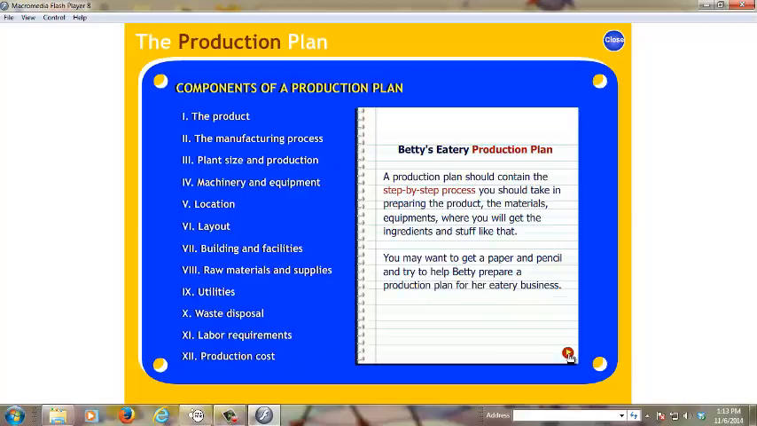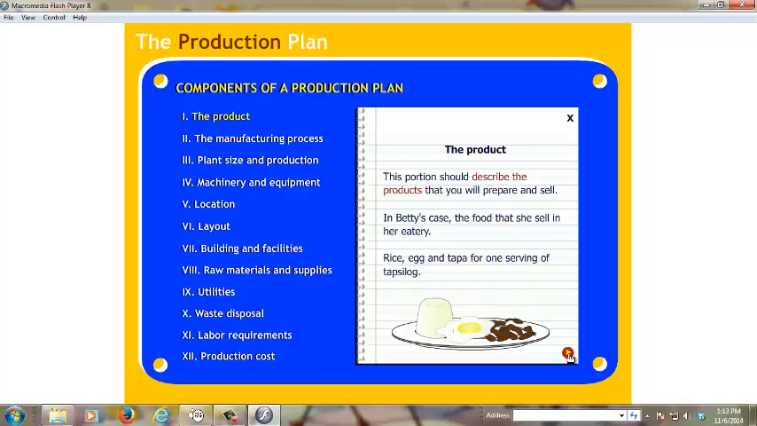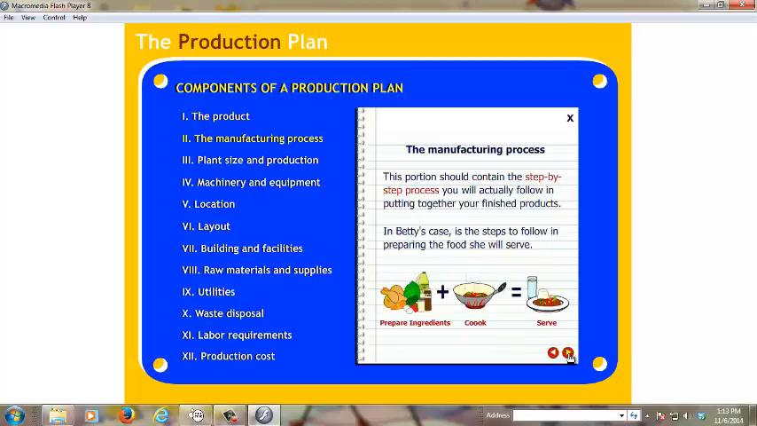eatery business. The product. This portion should describe the products that you will prepare and sell. In Betty's case, the food that she sells in her eatery: rice, egg and tapa for 1 serving of tapsilog. The manufacturing process. This portion should contain the step-by-step process you will actually follow in putting together your finished products. In Betty's case, it is the steps to follow in preparing the food she will serve.